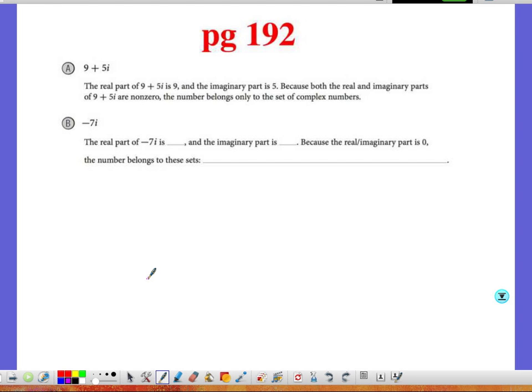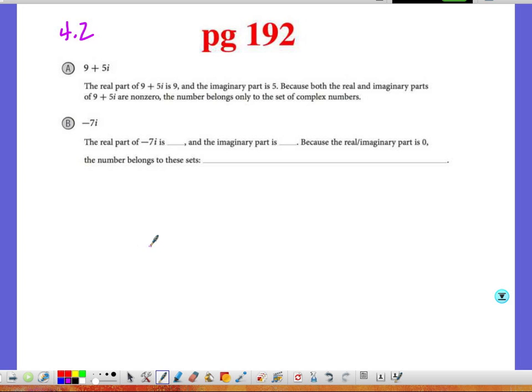Hello, this is video lesson 4.2 and it begins on page 192. We talk about complex numbers and operations involving complex numbers. In lesson 4.1 we were introduced to the idea of complex numbers. Now we want a formal definition for it.